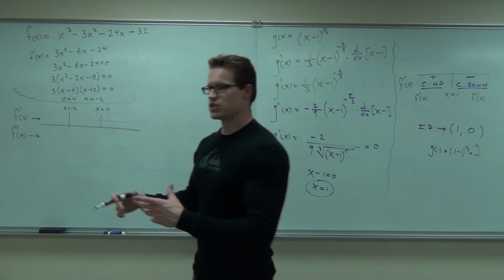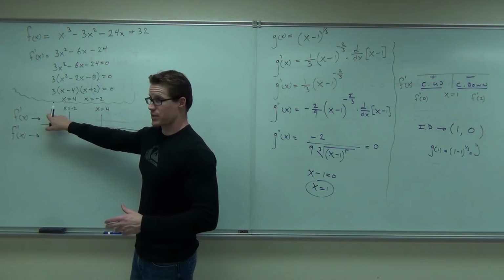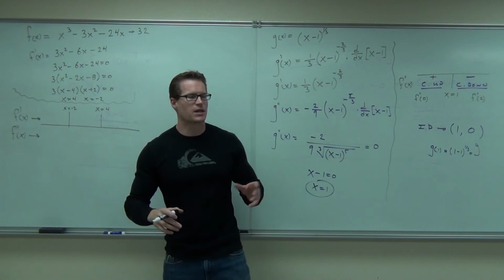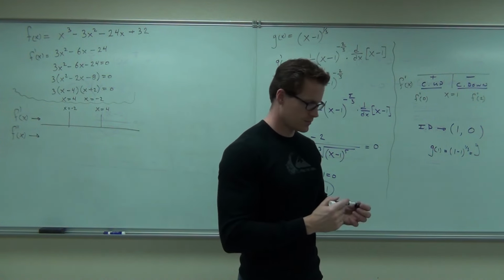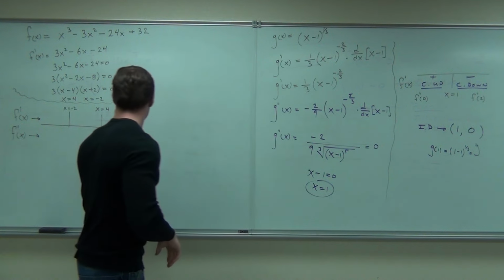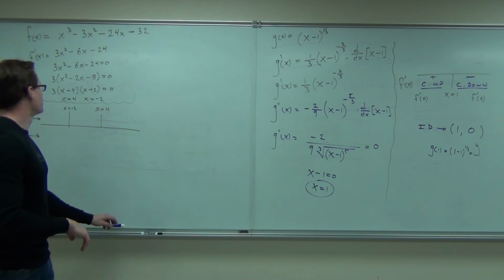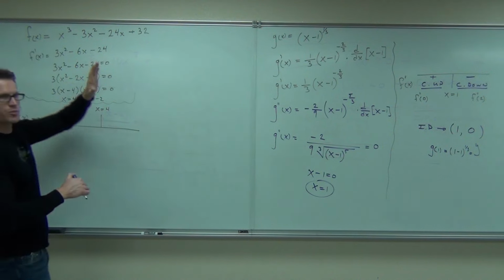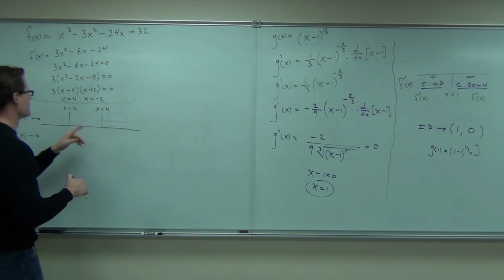Plug in some values for each interval. I want maybe -3 here, maybe 0 here, and maybe 5 here. It doesn't have to be those numbers, just something in that interval. Remember, we're plugging these into our first derivative, not the function that gives you points. The first derivative is going to tell you slope, which is increasing or decreasing.